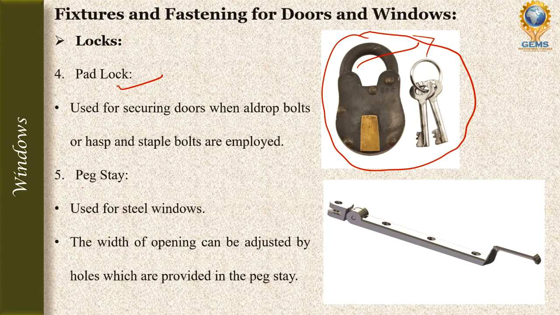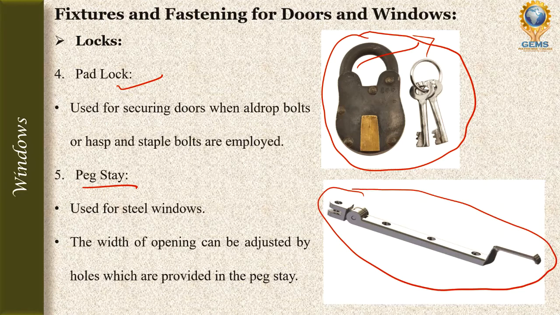Fifth one is the peg stay. This peg stay will be used in windows only, for steel windows. The width of the opening can be adjusted by holes. These are the holes provided so that you can adjust how much the opening should be by putting the peg in the holes of the stay. So this is the peg stay.